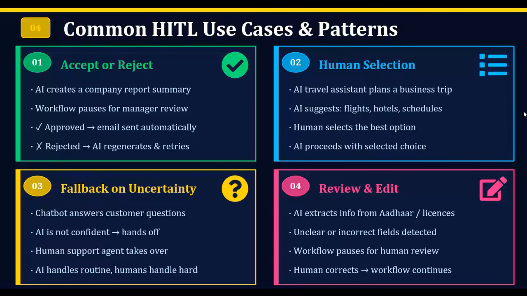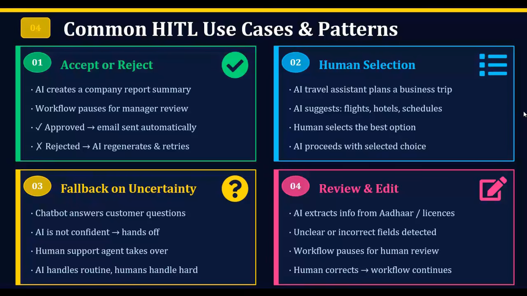The third pattern is feedback when AI is uncertain. For this, a chatbot is a very good example. Normally, the chatbot answers customer questions automatically using its knowledge, right? But if the AI is not confident about a particular question, the workflow is handed over to a human support person. The human then answers the question or resolves the issue manually. So AI handles the common questions while humans handle difficult situations.